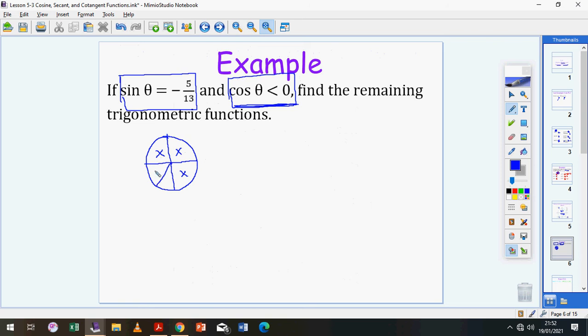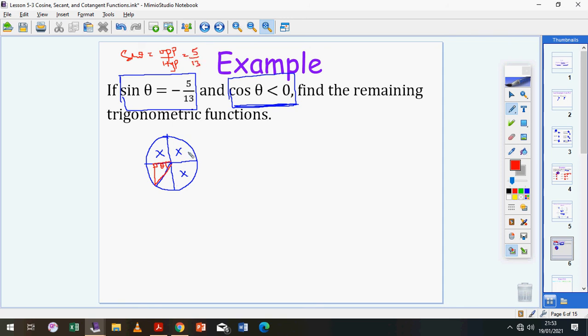And I can draw a triangle, let me use red. I can draw a right angle triangle in that quadrant to represent that angle. So that's my angle theta. Since sine from SOHCAHTOA is opposite divided by hypotenuse, and this is given as negative 5 over 13, that means the opposite is 5 and the hypotenuse is 13.